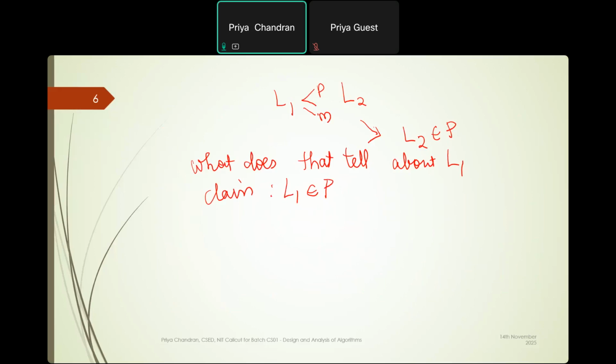Now, what would happen if L1 does not belong to P? Then we would say that it's outside that class. So L1 belongs to the intractable class or the hard problems that we know, all classified and put together. So if L1 belongs to the intractable class, that is, it cannot possibly have a polynomial time solution at all. If that is the case, then what would be the implication?